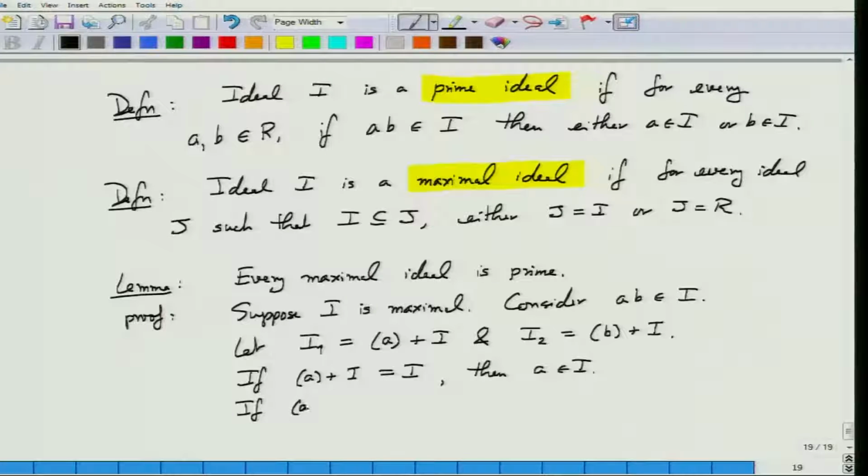On the other hand, if a plus I equals R, then we have alpha a plus beta is 1. R contains 1, and this sum of ideals is R, so there would be alpha in the ring R and beta in the ideal I such that alpha a plus beta is 1. Multiply this equation with b.